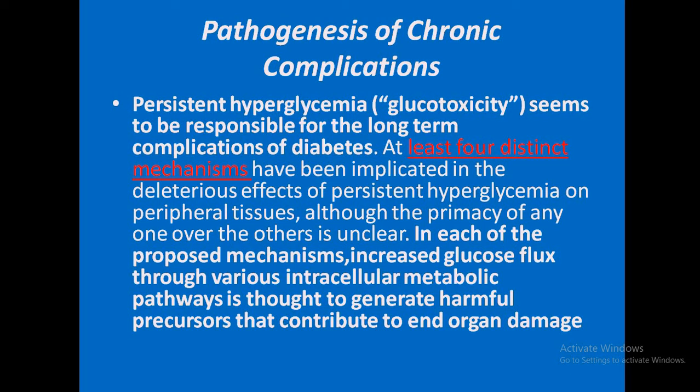Pathogenesis of chronic complications. Glucotoxicity is responsible for the long-term complications. There are 4 distinct mechanisms through which this persistent hyperglycemia causes these deleterious effects. In each of these proposed mechanisms, there is increased glucose flux through various intracellular metabolic pathways, and it generates harmful precursors that contribute to end organ damage. In short, there is increased glucose flux and it generates harmful precursors which results in end organ damage. So let's examine what are these.